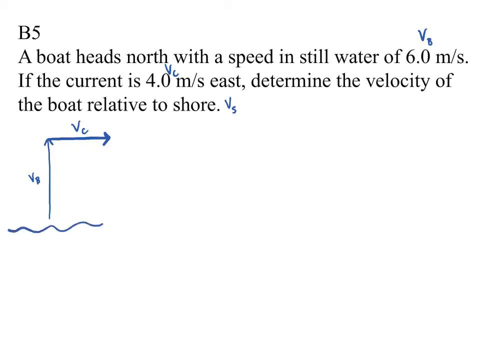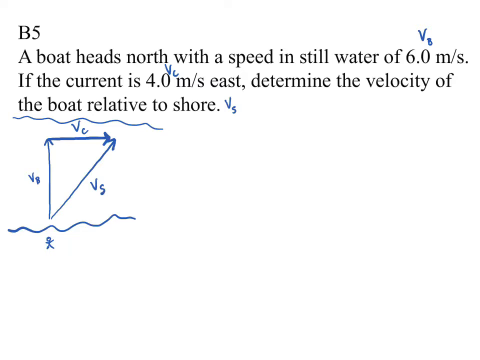So again, you're on the shore. So here's the shore. You're right here. And you're saying, okay, what does it look like the boat is doing if I'm looking at it from the shore? If it's heading north, but then the current is east, it's going to look like it's going northeast like that. So there's the velocity relative to the shore.